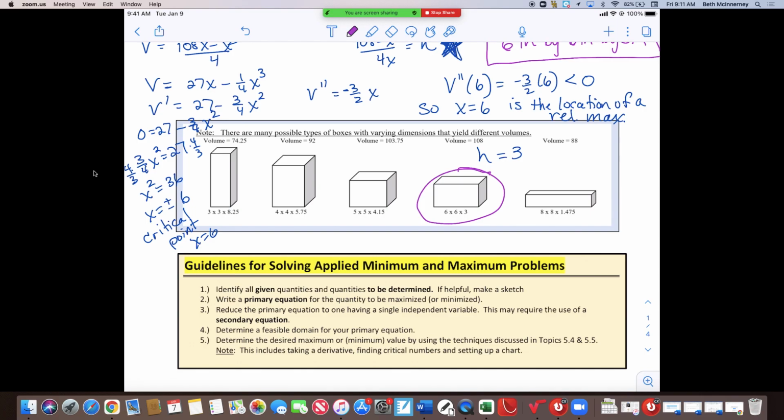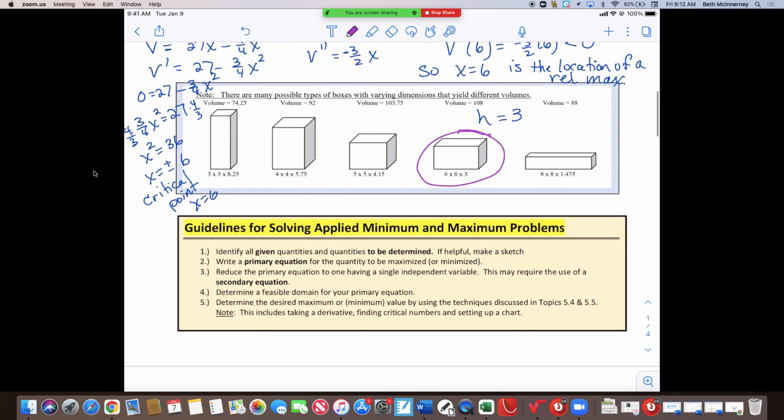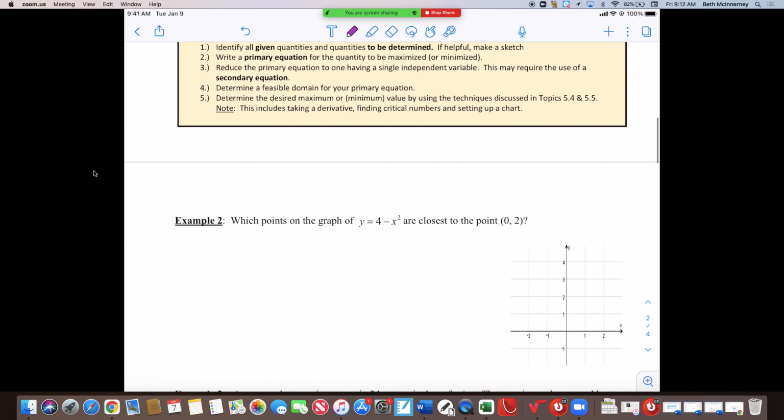Number 4, sometimes you have to consider a feasible domain. Like when I did my critical point, it made no sense to have -6 as a possible x value. Determine the desired maximum or minimum value by using the techniques that we used, like the first derivative test or the second derivative test. All right, so let's look at example 2. And again, my hope was to get through example 3 today. I think I'll be fine with that.